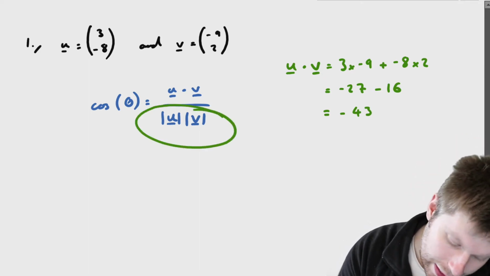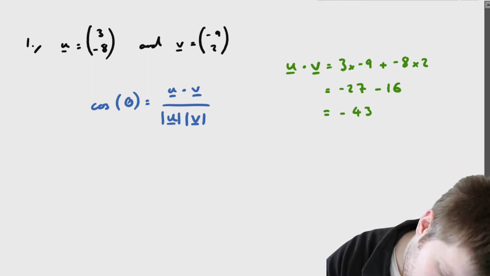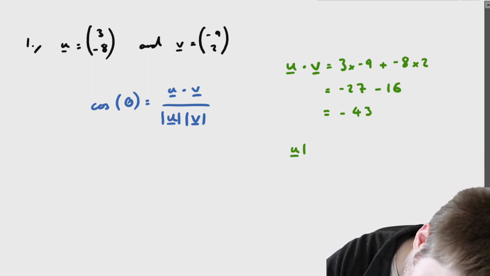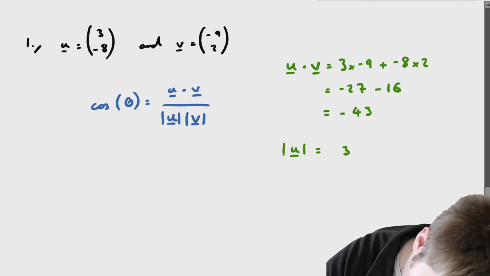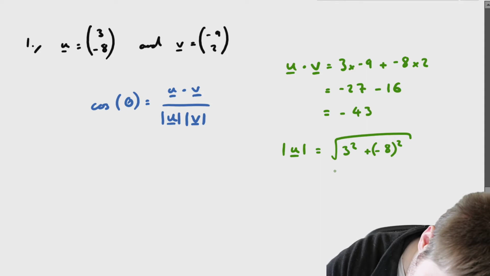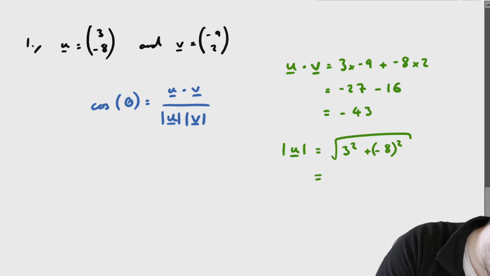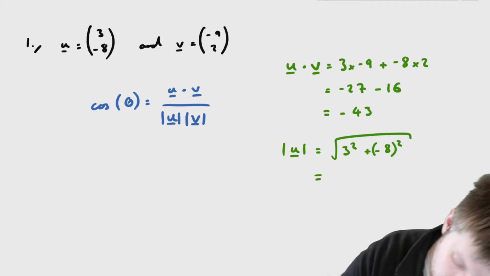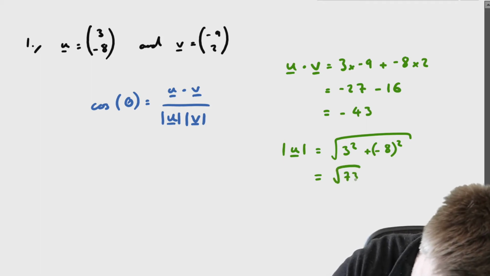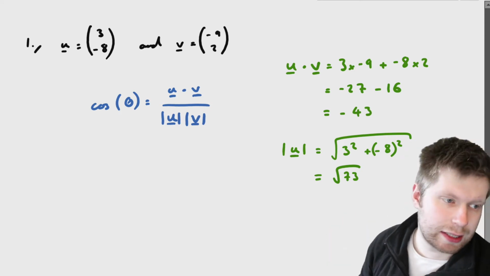Now I also need the magnitudes of each vector. So in order to do this, I just simply use Pythagoras. So magnitude of u is just going to be 3 squared plus -8 all squared, and then square rooted. So that's going to be square root of 9 plus 64. That's going to give me square root of 73, and I'm going to leave it at square root of 73 because I'm still working with it. Doesn't make sense to round and use a decimal at this stage.